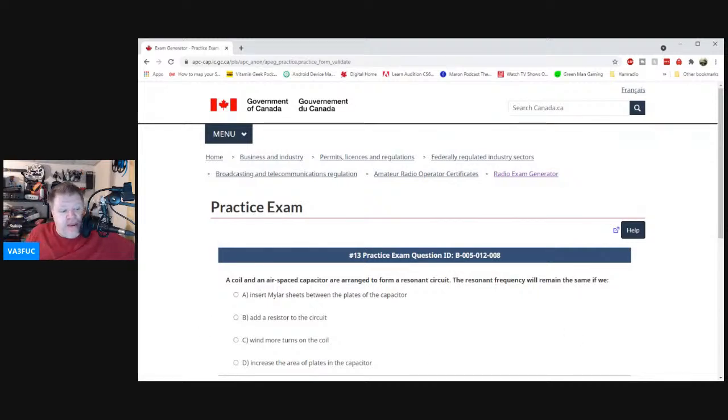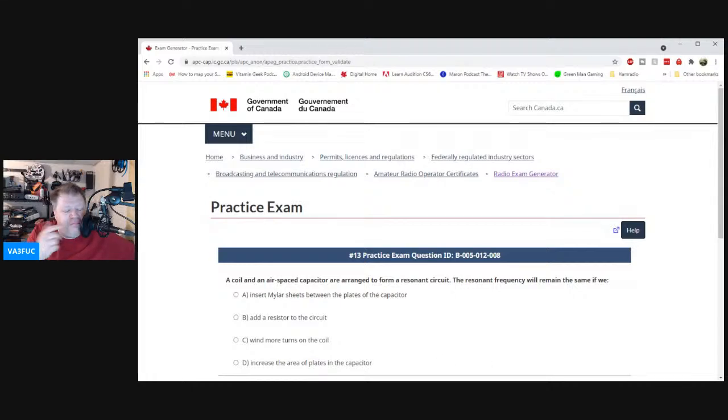A coil and an airspace capacitor are arranged to form a resonant circuit. The resonant circuit's frequency will remain the same if we insert a Mylar sheet between the plates of the capacitor, add a resistor to the circuit, wind more turns in the coil, or increase the area of the plates of the capacitor.